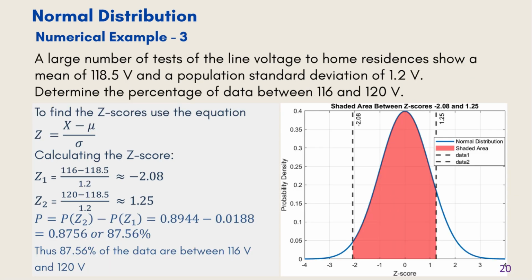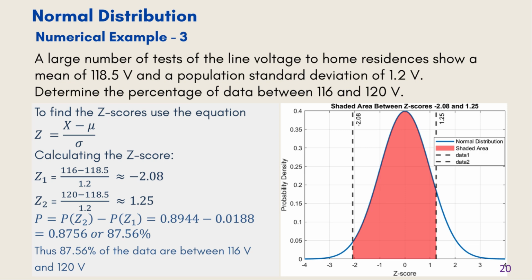In this slide, the solution for the numerical example 3 is discussed. A large number of tests of the line voltage to home residences show a mean of 118.5 volts and a population standard deviation of 1.2 volts. Determine the percentage of data between 116 and 120 volts. To find the z-scores, use the equation z equals x minus mu divided by sigma.